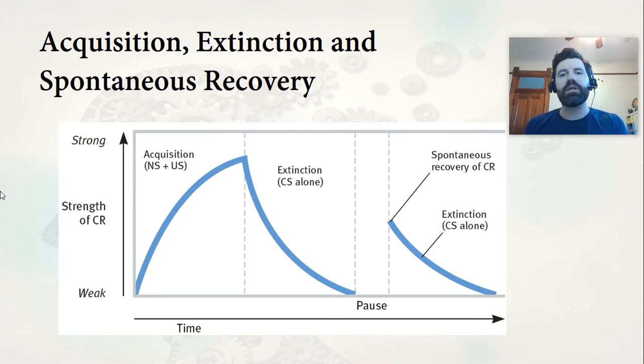It's going to be very weak. But when you pair together the unconditioned stimulus of food with the neutral stimulus of the bell, that pairing is what we call acquisition. Acquisition is when you pair the stimuli. And continually pairing them together over and over again, this process of acquisition is going to strengthen the conditioned response of salivating.